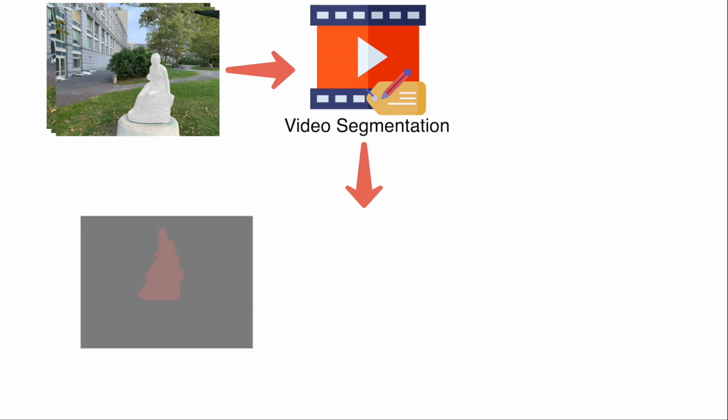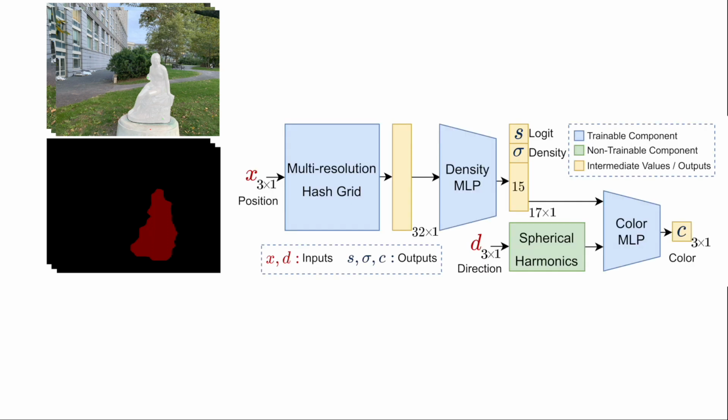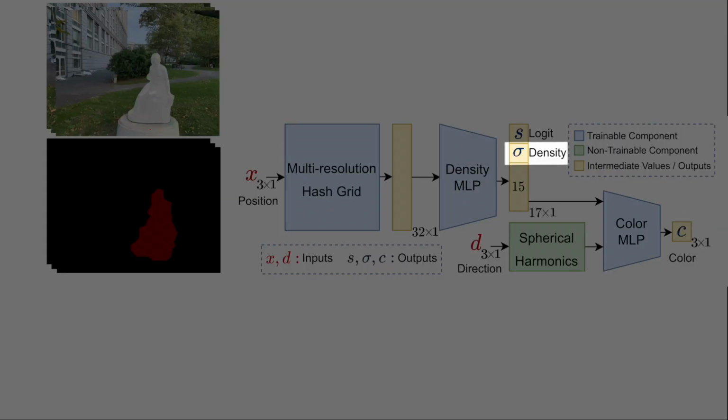All of the views in addition to the source mask are then given to a video segmentation model to get an initial set of 3D inconsistent masks. A semantic NeRF is then trained to come up with a 3D mask, which is the output of our multi-view segmentation model. A semantic NeRF is an extended neural radiance field where in addition to a color and density, it returns the semantic logit for every point and view direction.